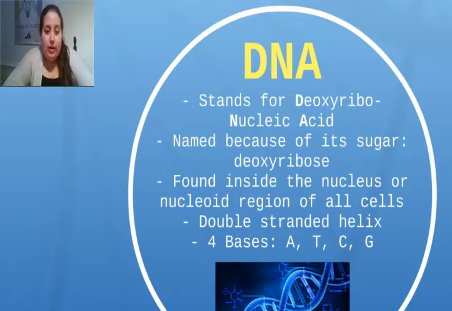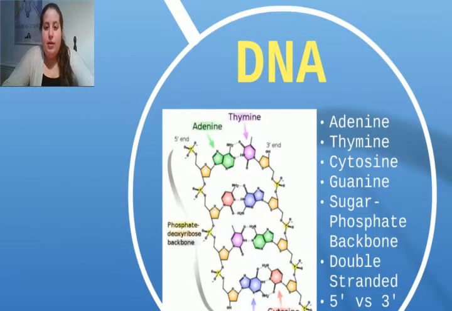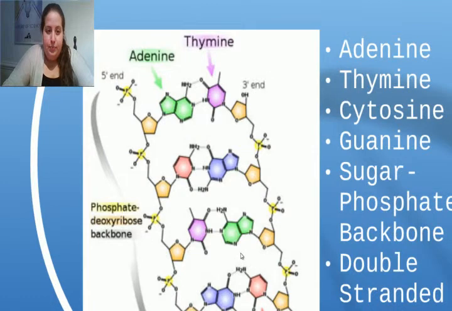DNA is double-stranded, a double-stranded helix. What this means is, imagine a ladder that you twist, and that's what DNA looks like. Its 4 bases are A, T, C, and G. So let's look at the structure of DNA in a little more depth here.